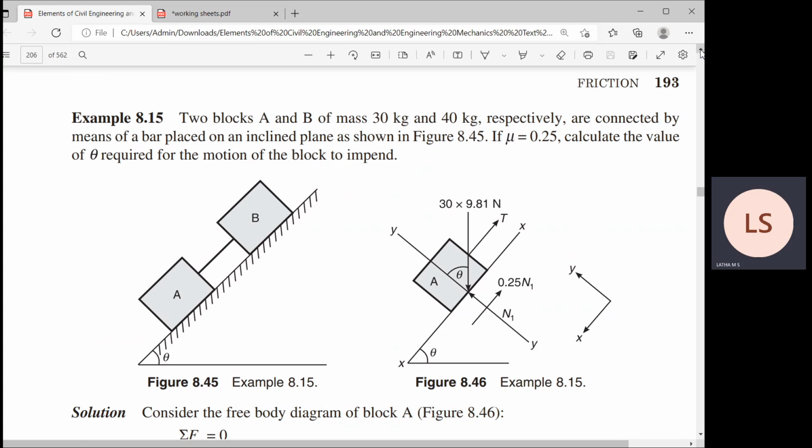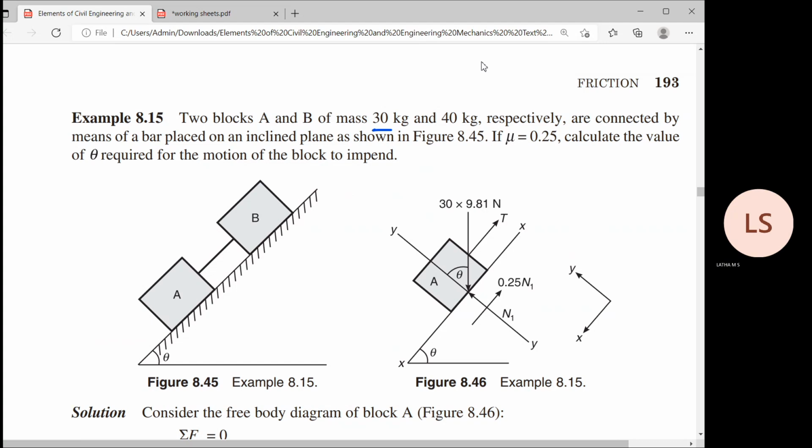We'll be doing a problem as you can see here. Two blocks A and B of mass 30 kg and 40 kg respectively are connected by means of a bar placed on an inclined plane as shown in the figure. If mu is equal to 0.5, calculate the value of theta required for the motion of the block to impend. Please understand, the motion of the block to impend.